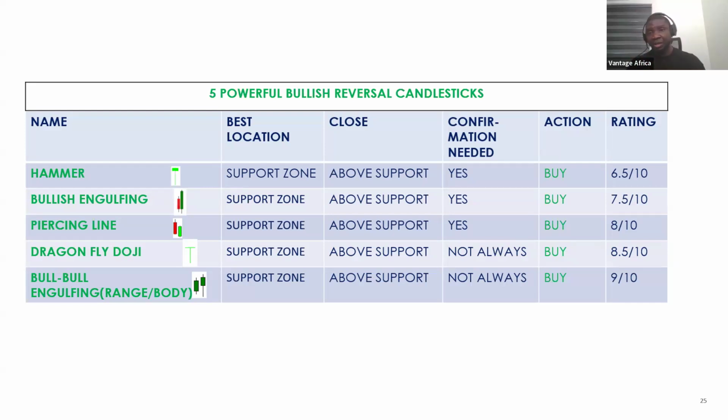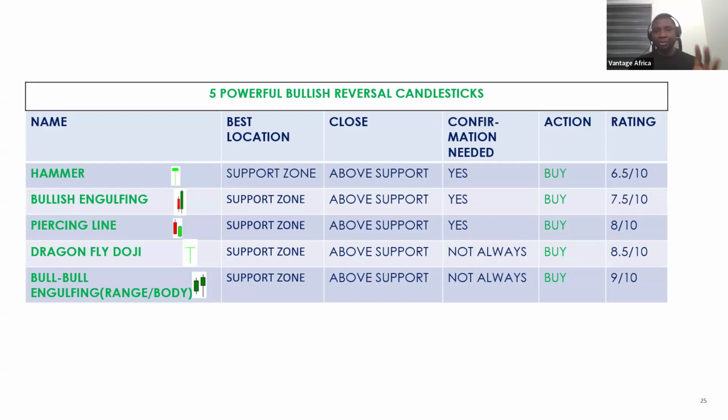So you have a red candlestick followed by a green candlestick that goes beyond 50% of the length of the previous candlestick. So that is a piercing line. And it is a very good bullish signal. And again, price has to be at reversal levels, which is at support levels. Then the next one is what we call a dragonfly doji.